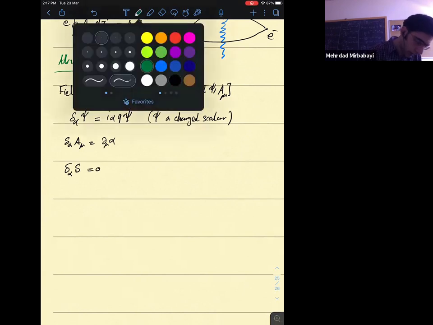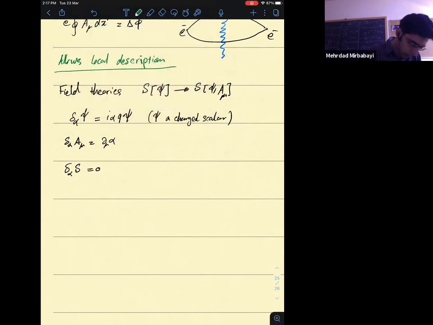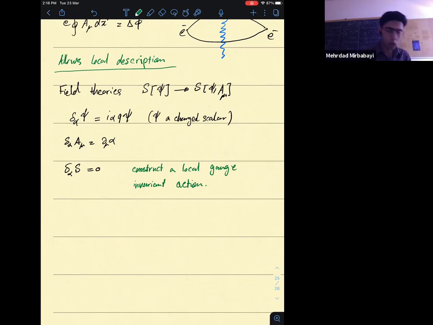Or in words, we construct a local gauge invariant action. So here the use of A mu, the vector potential, is not arbitrary. It is actually necessary for having this local, variational description.